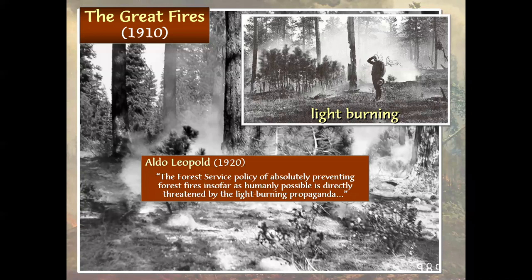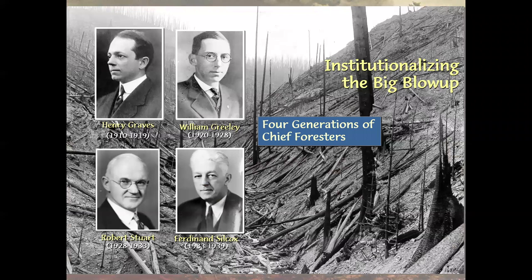By the early 1920s, however, light burning was defeated, at least officially. In the meantime, four generations of chief foresters had faced the fire. Graves, as a challenge, I mean, he just became chief forester in January of 1910, and the next three were all personally on the fire line and were determined it would never happen again.